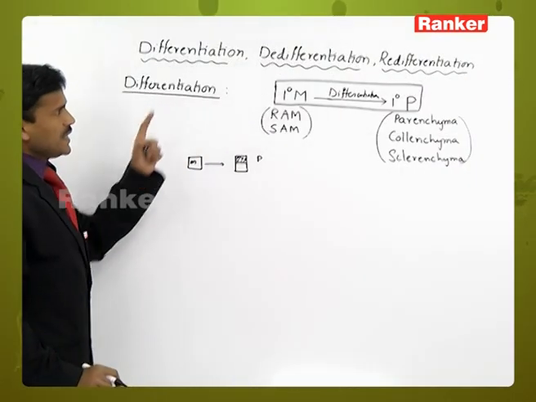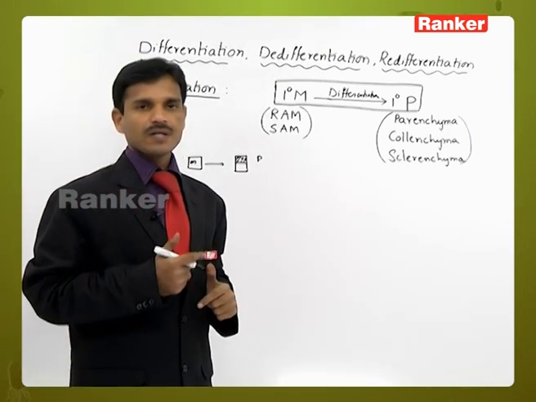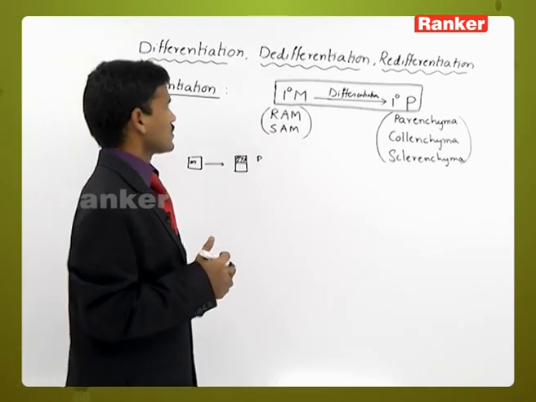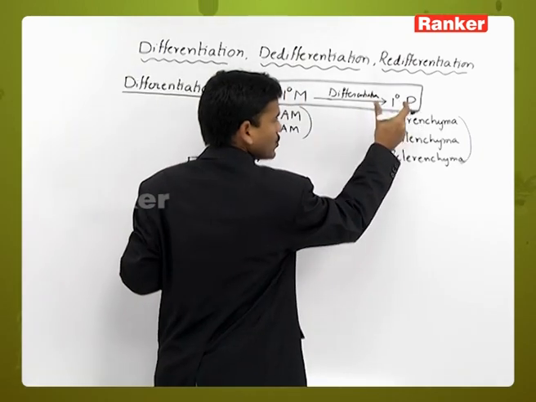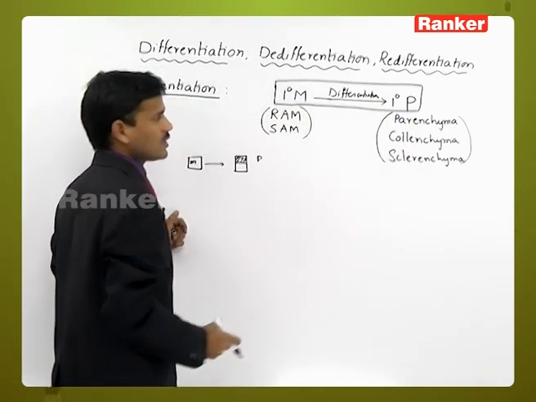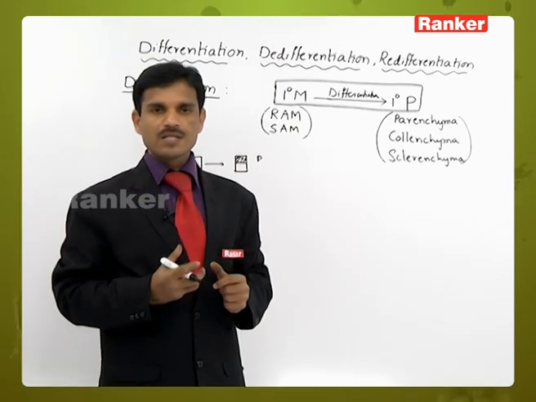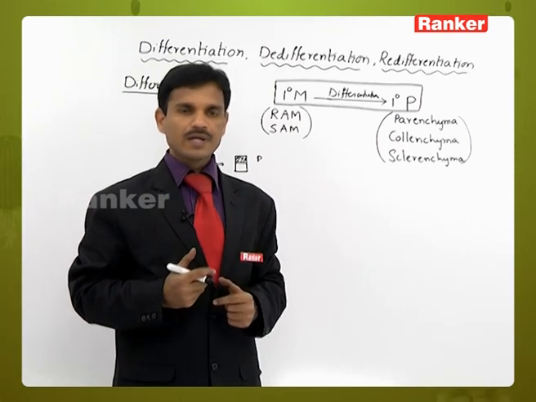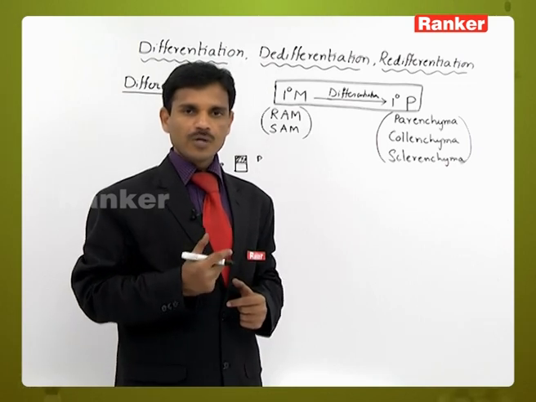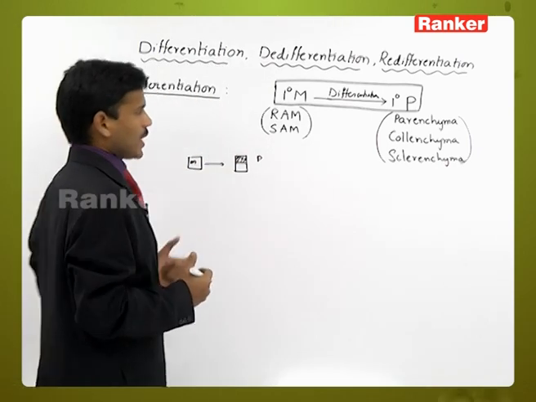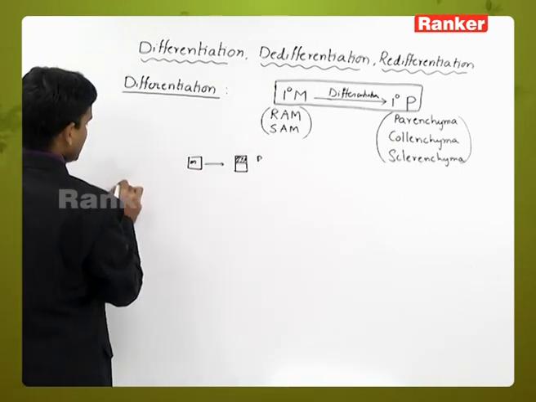The next one is de-differentiation. De-differentiation is completely the reverse of differentiation. It starts from primary permanent tissue. Primary permanent tissue does not have the ability to divide, but when the plant or organ or organism needs, based on the requirement, the permanent cells regain their capacity to divide. The primary permanent tissues regaining the ability to divide is called de-differentiation.